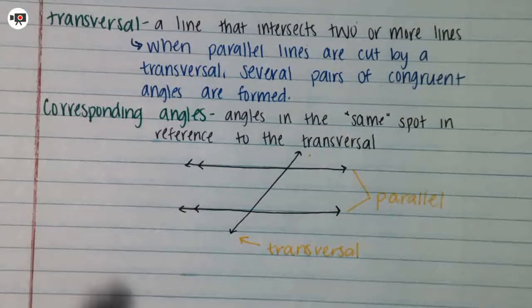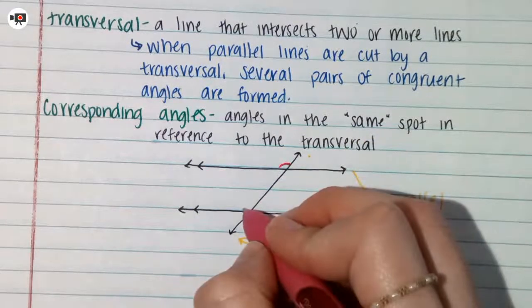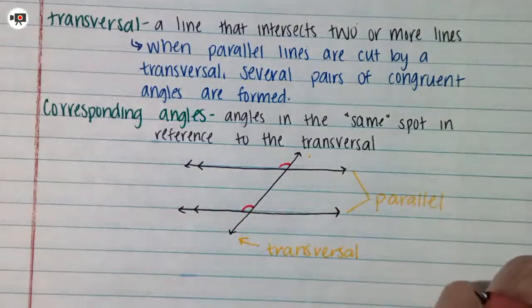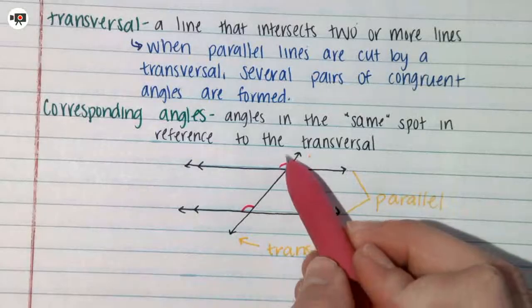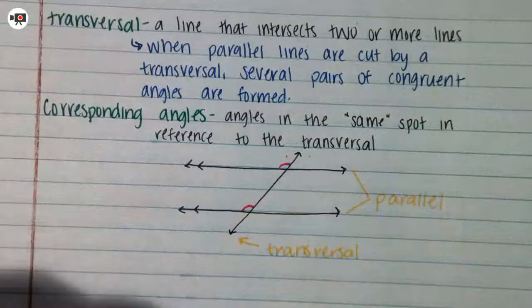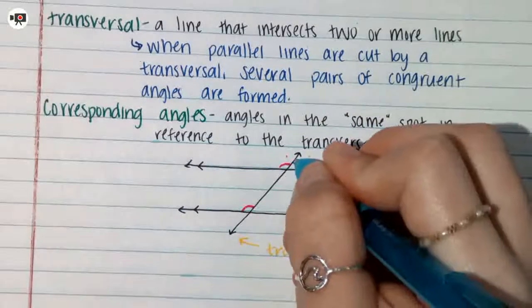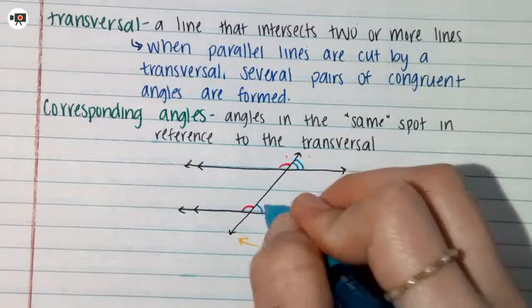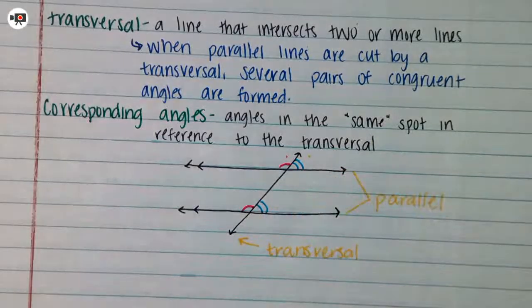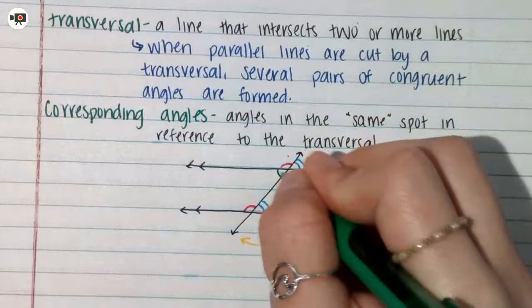Then I have corresponding angles. So let's look at this angle here. That corresponds to this one. They're in the same spot, the upper left and the upper left. I could have this one here. They're in the upper right part. I have the lower left.